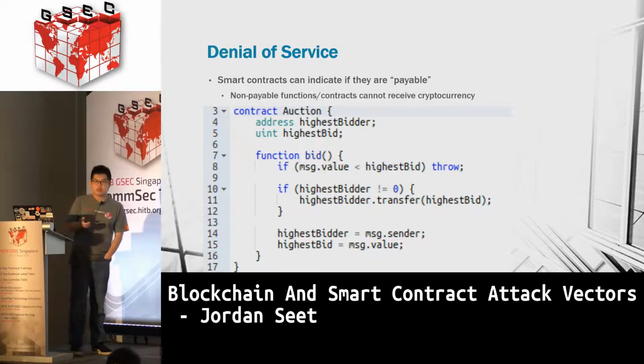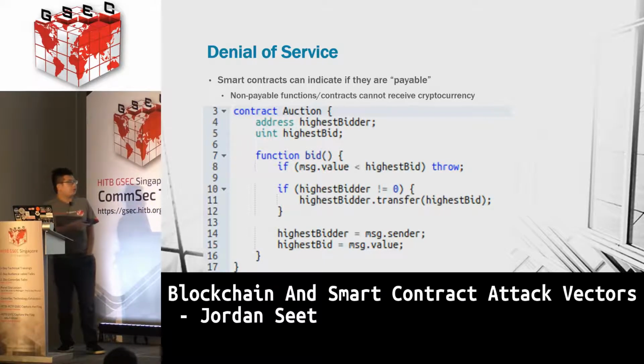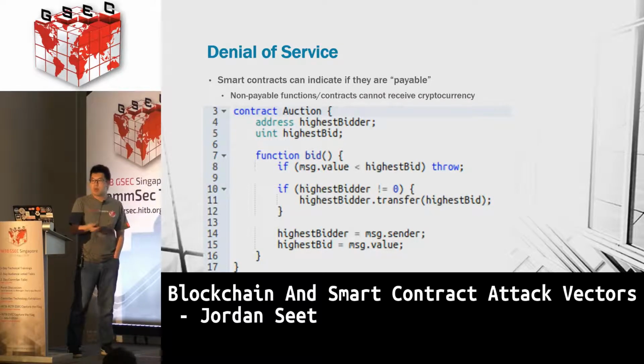So in this case, this is useful in terms of auctions. If the code is coded badly like this, without proper withdrawal patterns, then auctions can fail because I just need to bid one time and then I make sure that my contract cannot receive any money. And then I win the auction automatically.